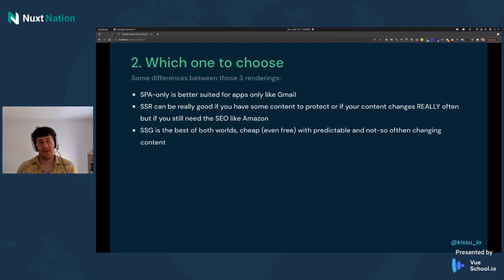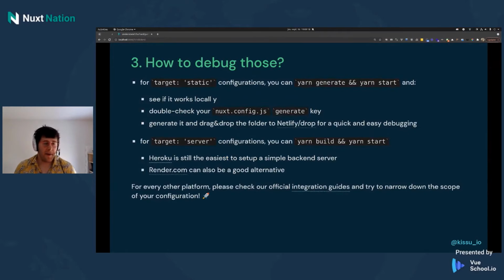And finally, of course, SSG is kind of the best of both worlds because it's cheap, and if the content is not moving too often, you can use it for a blog, landing page, or a lot of stuff. Essentially, we will get some advanced rendering on this one with incremental generation and so on. So yeah, feel free to visit the showcases of Nuxt to see more about it. Now, how to debug those in a more generic way if you have access to the code.